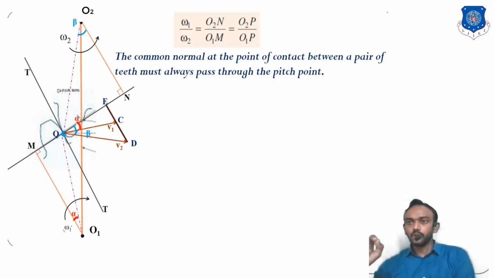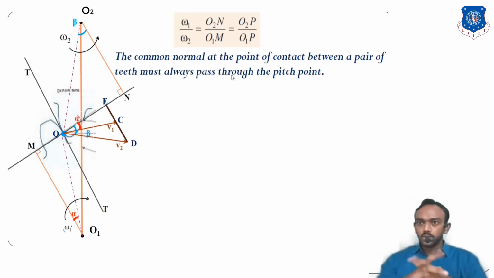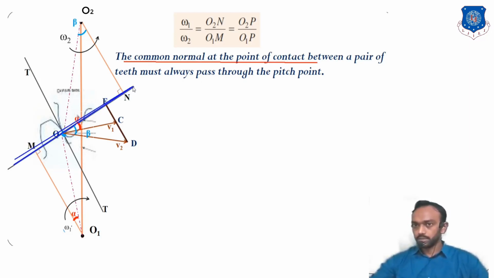So this is the law statement for the law of gearing. Okay, now we are going to the statement. Check this: the common normal at a point of contact between the pair of teeth must always pass through the pitch point. You can see, this is the common normal. This common normal must always pass through this pitch point here.